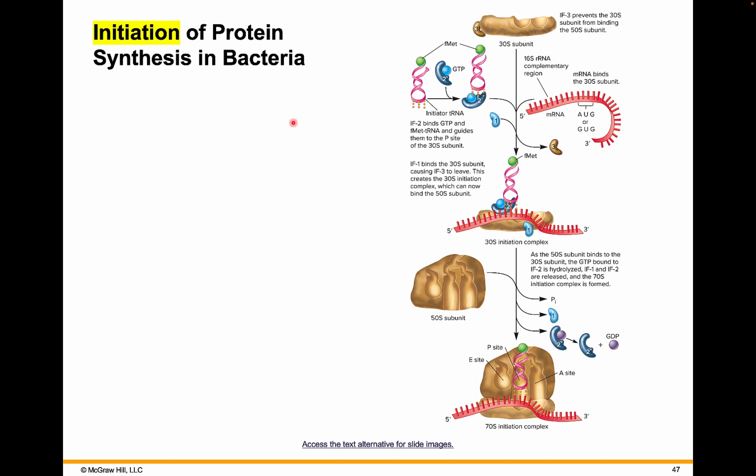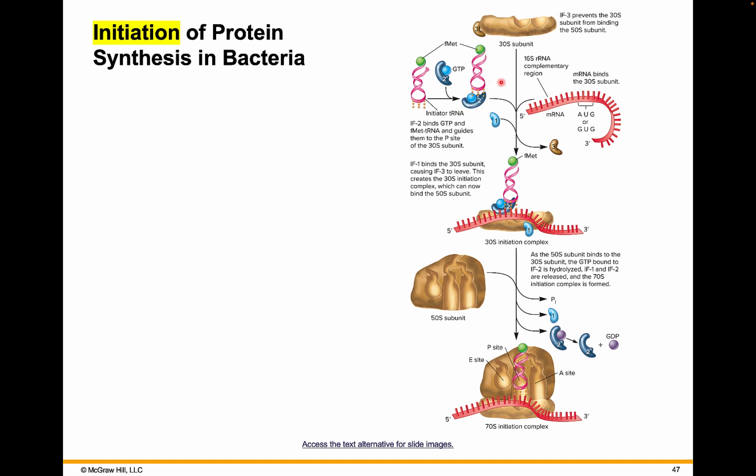Now, in the initiation, there is something going on here. The initiator tRNA is the fMet, and a GTP is bound to this IF2, and this IF2, GTP, and fMet tRNA make what we call a ternary complex. You have IF2, GTP, and fMet tRNA. Three things, this ternary complex.